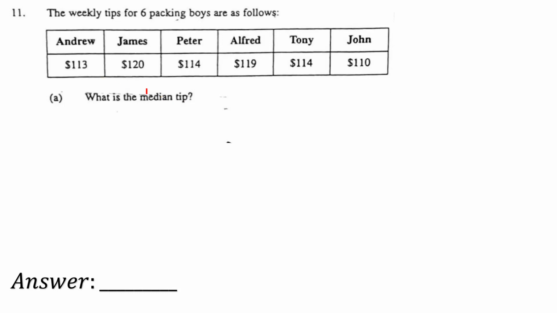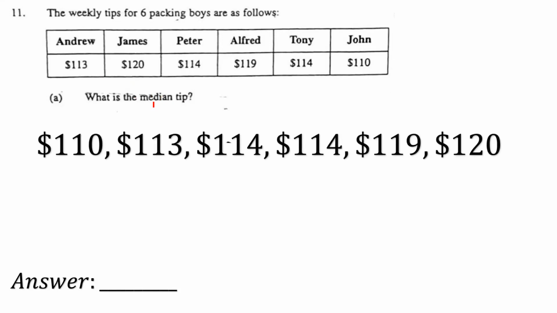And so what is the median? Well, the median is the middle number. Once the numbers are arranged from least to greatest, the median is the middle number. So let's arrange these numbers from least to greatest. We have 110, 113, 114, 114, 119, and 120. And so they are arranged from least to greatest, and let's find the middle.